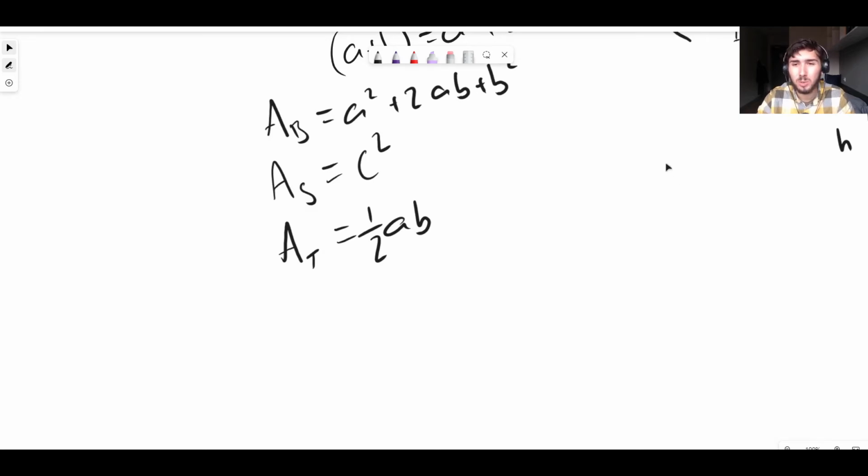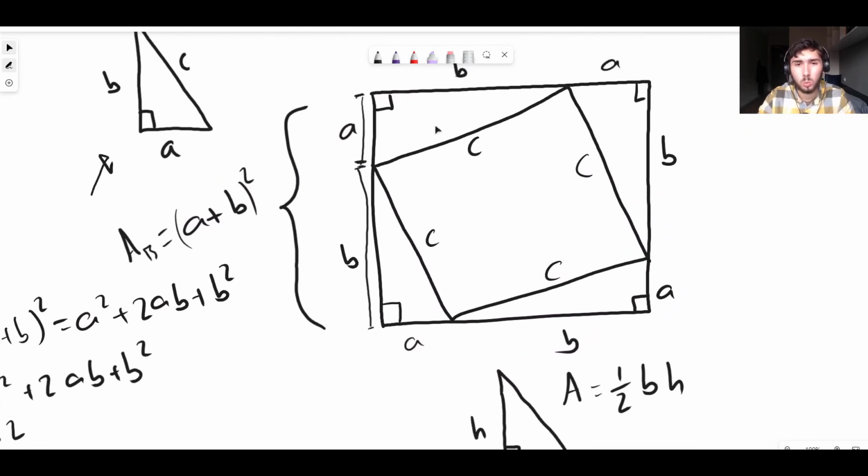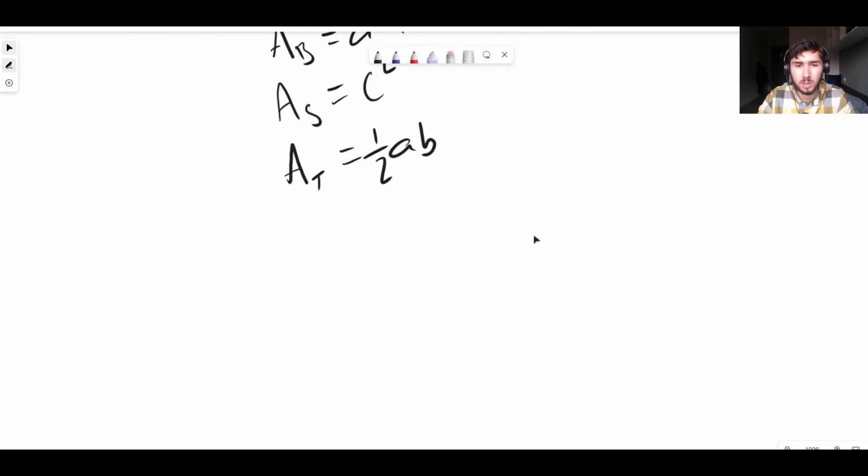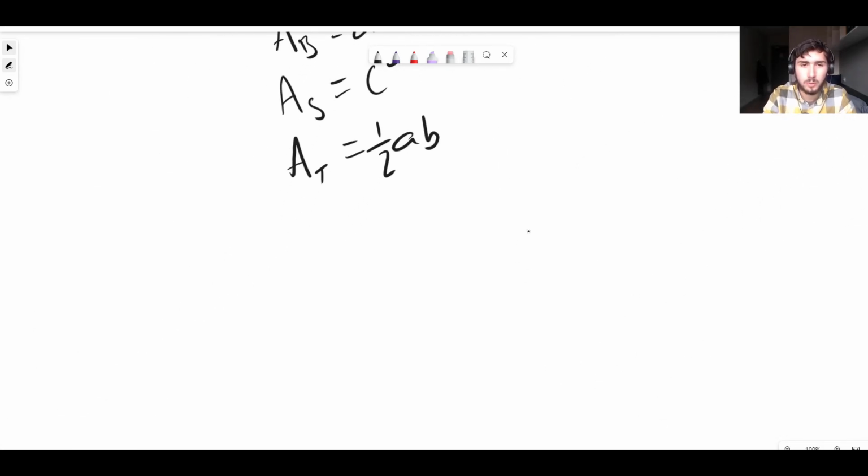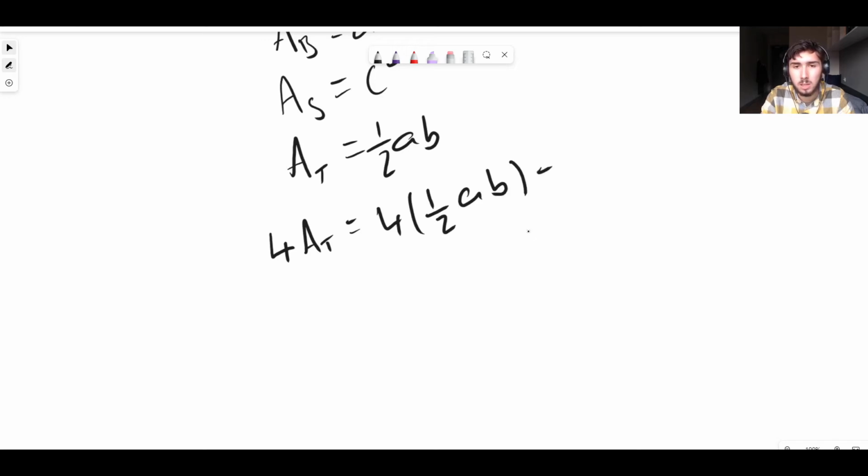But how many triangles are there? Because it's not just one. There's 1, 2, 3, 4 triangles inside the big square. So we need to find the area of all 4 triangles. So how do we do that? We times it by 4. So 4 times the area of one triangle gives you the area of 4 triangles, which is 4 times 1/2 times a times b, which is equal to 2 times a times b, because 4 times 1/2 gives you 2 times a and b.